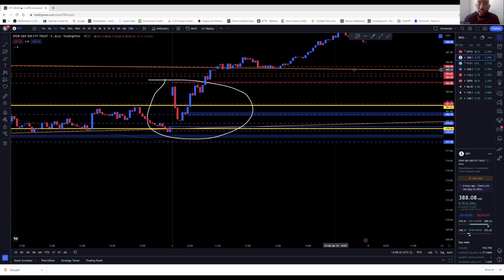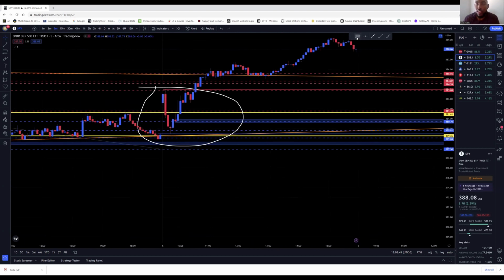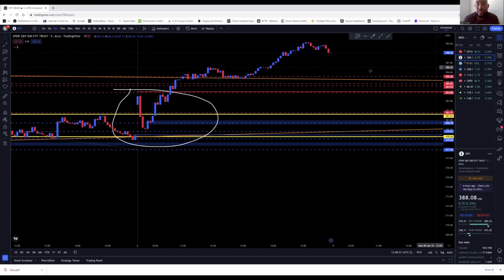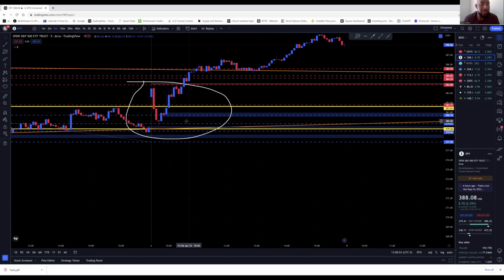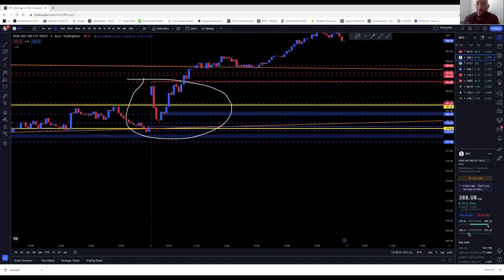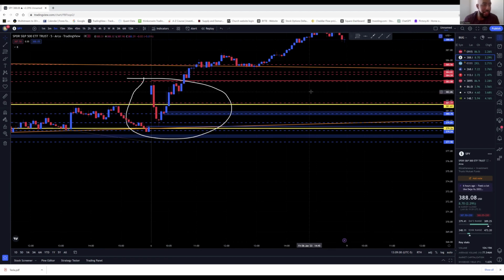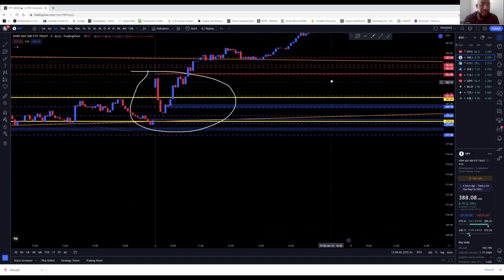All right, so the first thing I want to talk about is this. I circled this on Friday so I can come back and show this. But this is what happened on Friday in terms of the market. So this is what we do in terms of how do we spot supply and demand?